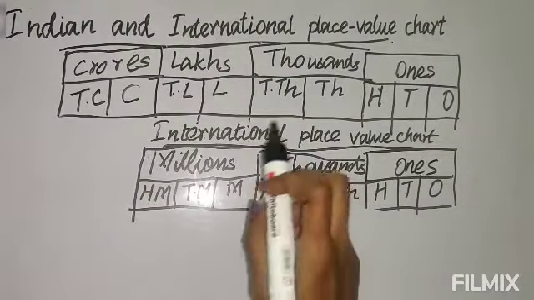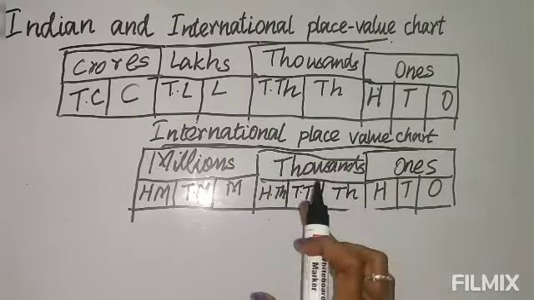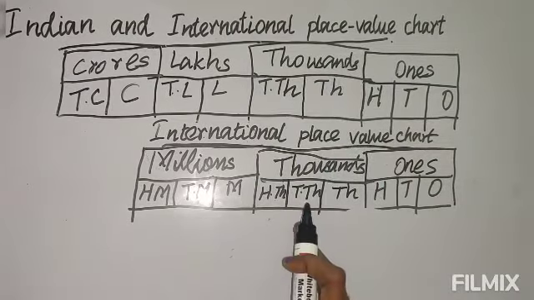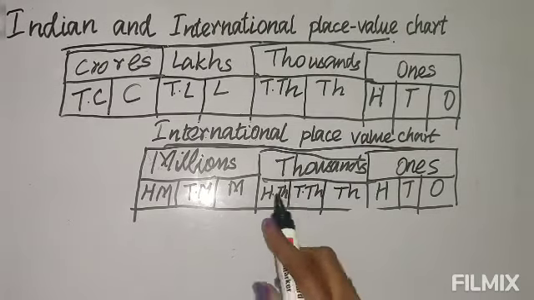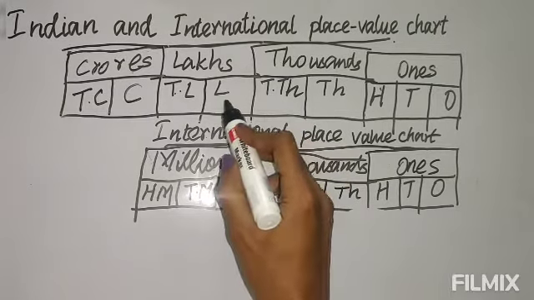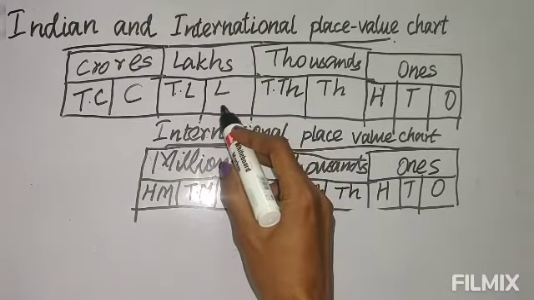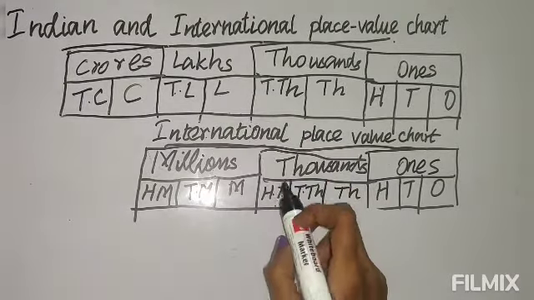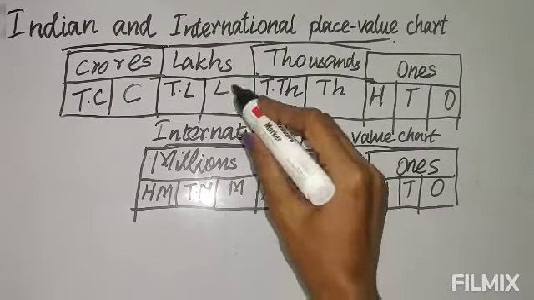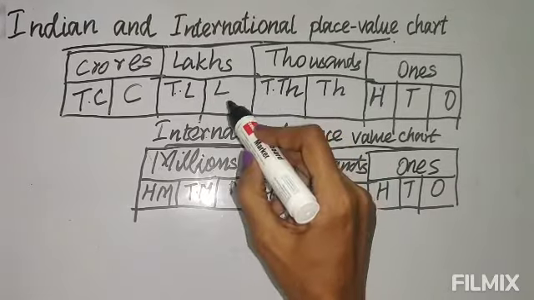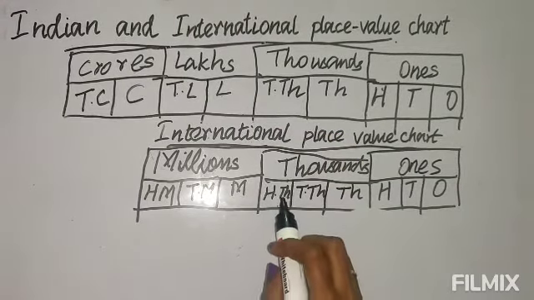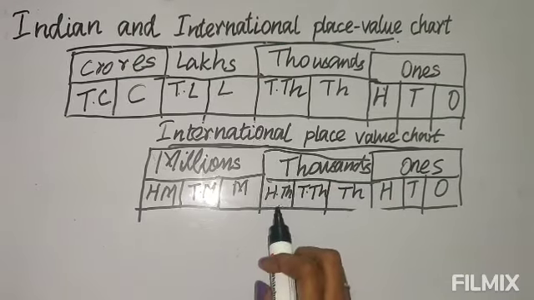So you must remember, up to 10,000 both will be equal in the Indian and International Place Value Chart. Up to 10,000 it will be equal, and after 10,000 comes 100,000 here, and after 10,000 comes the lakh place. So 1 lakh and 100,000 are equal. Both the values are the same, but in India we call it lakh, and outside India we call it 100,000. Both the numbers are the same.